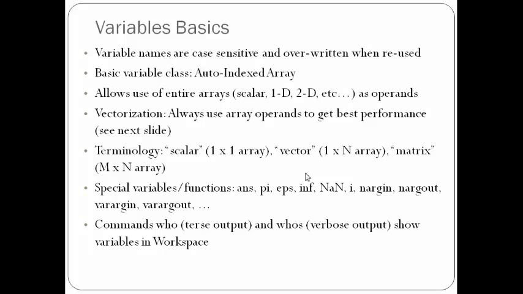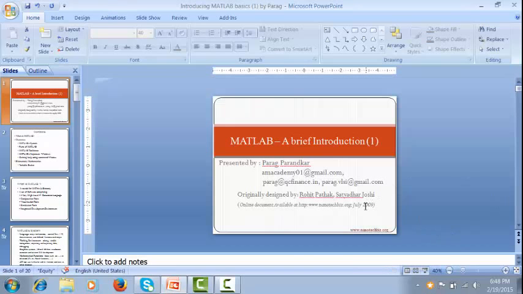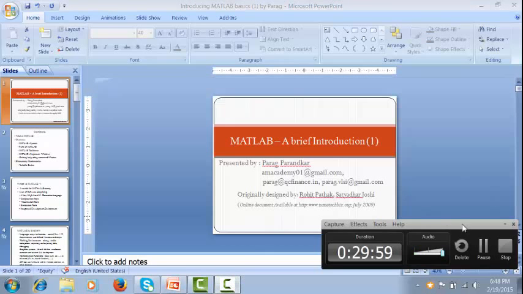Special variables and functions, to list a few, are not the only ones. There is a huge list, which includes ANS, PI, EPS, INF, NAN, I, NARGIN, NARGOUT, VARARGIN, VARARGOUT. The commands who's terse output and whos verbose output show the variables in the workspace. This is the way we can know how many variables are working in the current workspace. So this is all about the introduction to the basics of MATLAB, and maybe in the next few sessions we'll deal with it in more detail.